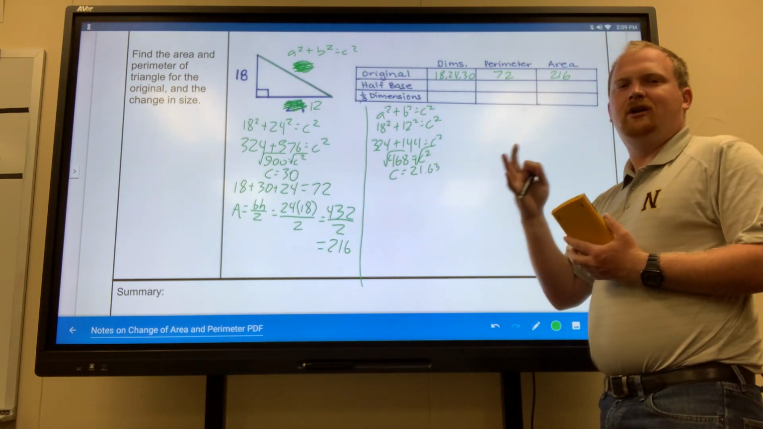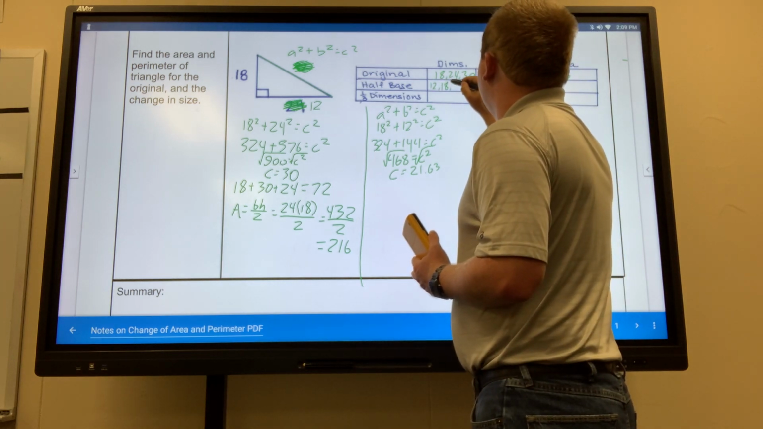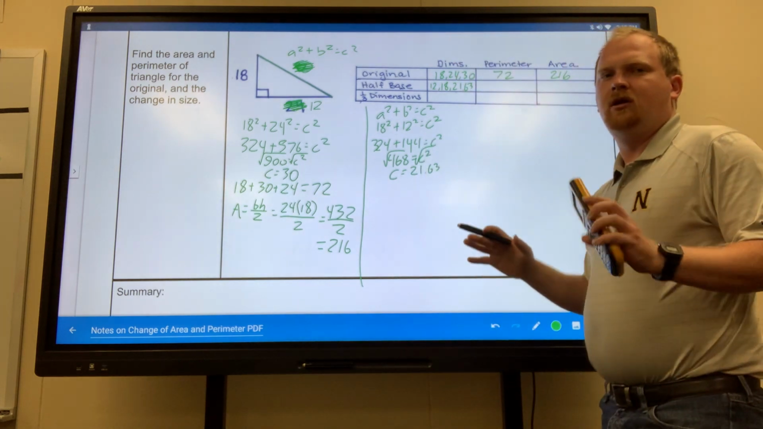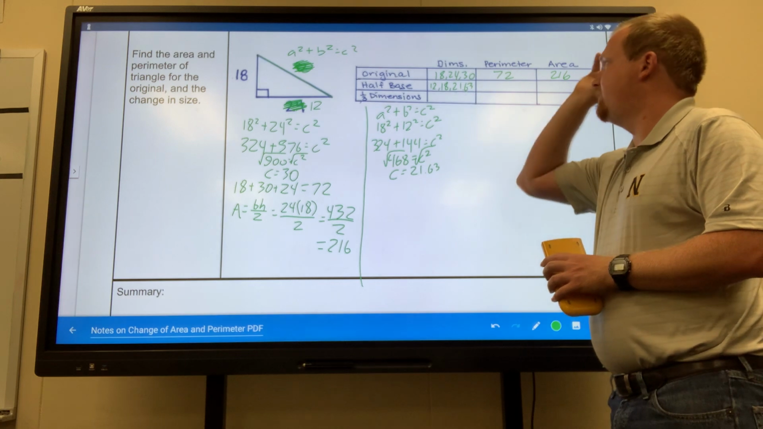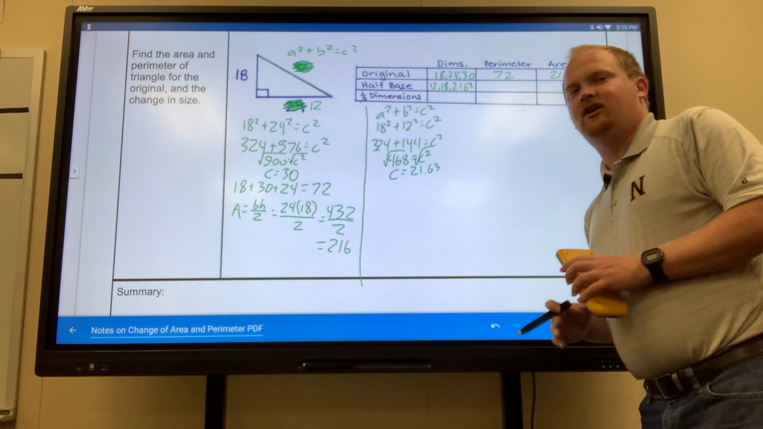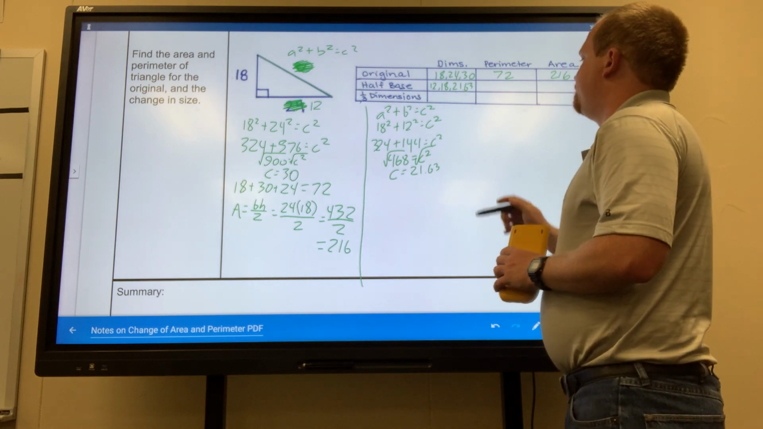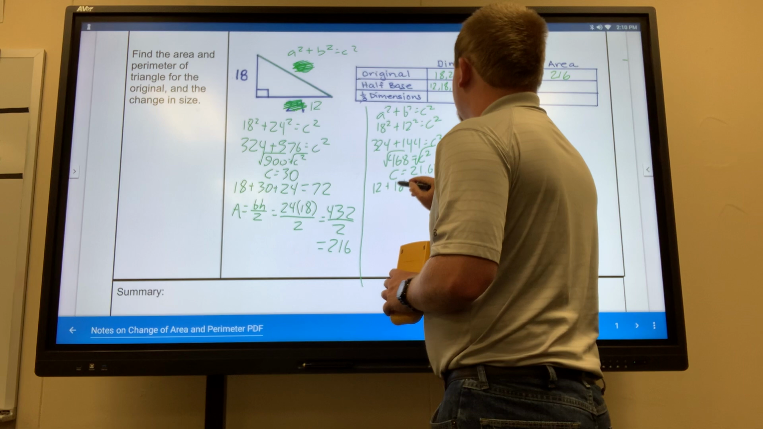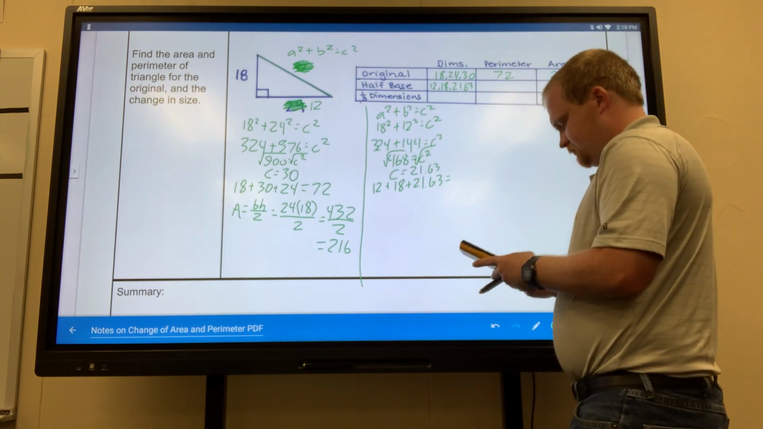Okay, so my three lengths are 12, 18, 21.63. And it's not in the actual order, so don't think, well, how did it get from 18 to 12? It's not the exact order. Now, we want to add up all the lengths. So I add them all up.